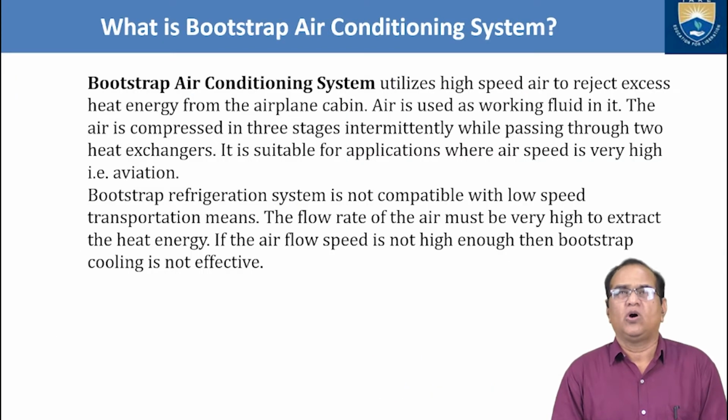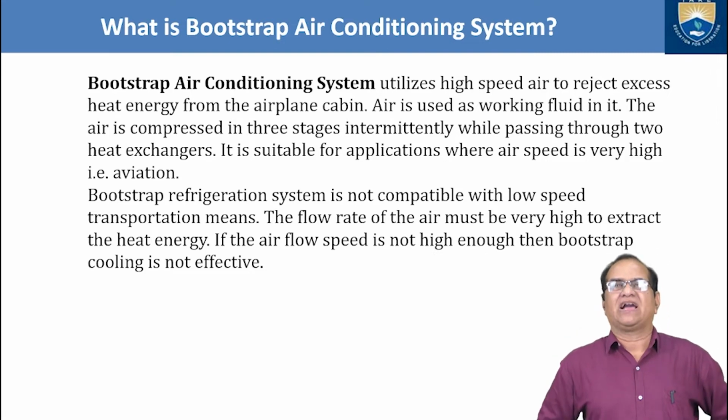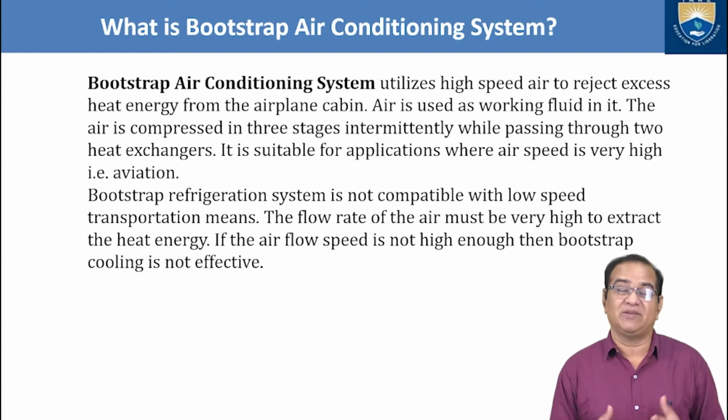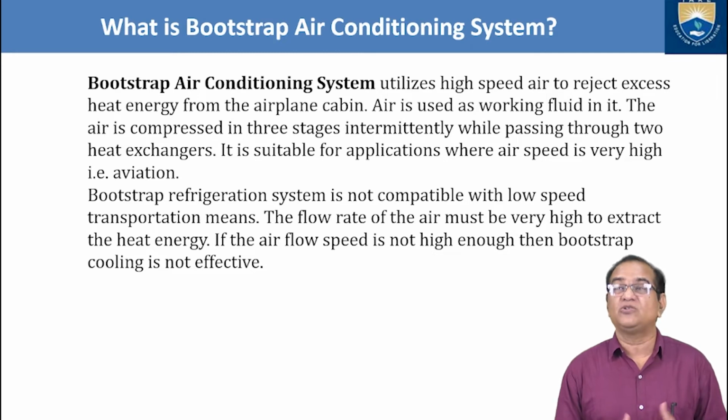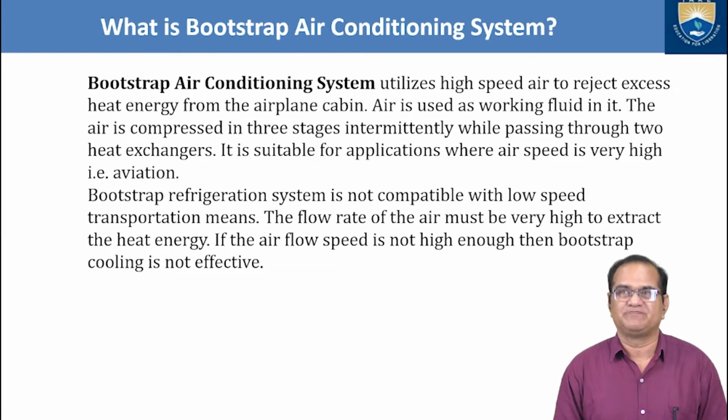Now I will talk about the bootstrap air conditioning system. What is the bootstrap and why is the name bootstrap coming? The bootstrap air conditioning system utilizes high speed air to reject excess heat energy from the airplane cabin. Air is used as the working fluid in it. The air is compressed in 3 stages intermittently while passing through 2 heat exchangers. You might have seen that in the previous one only 1 heat exchanger is there, but here we have the 2 heat exchangers. That is called the bootstrap, meaning further enhancing its capability.